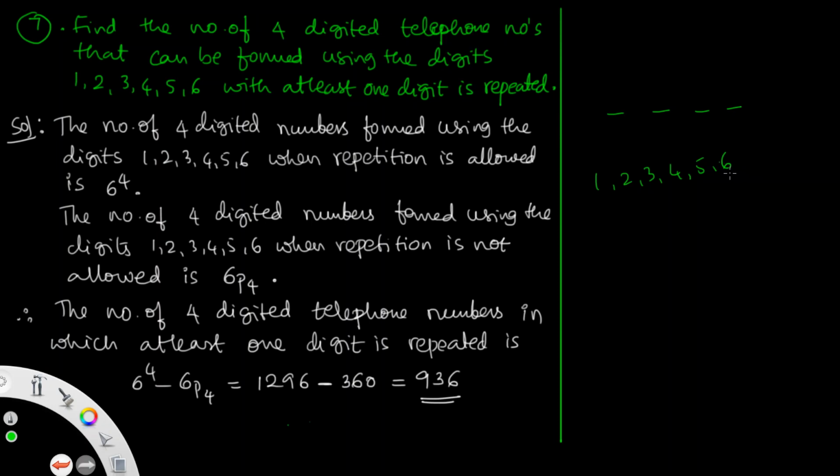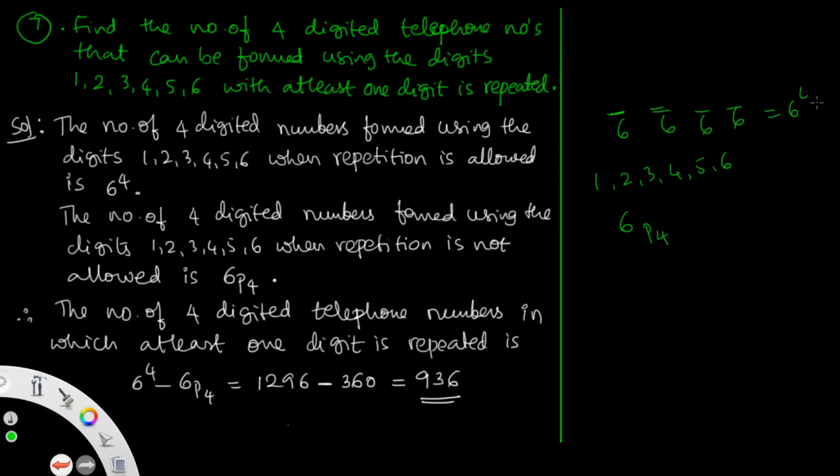First, if repetitions are not allowed, filling the four places using the 6 digits can be done in 6P4 ways. And if repetitions are allowed, that means each box can be filled in how many ways? If repetitions are allowed, any number can be used any number of times, so each box can be filled in 6 ways. Here also 6 ways. Here also 6 ways. So this is 6 power 4.